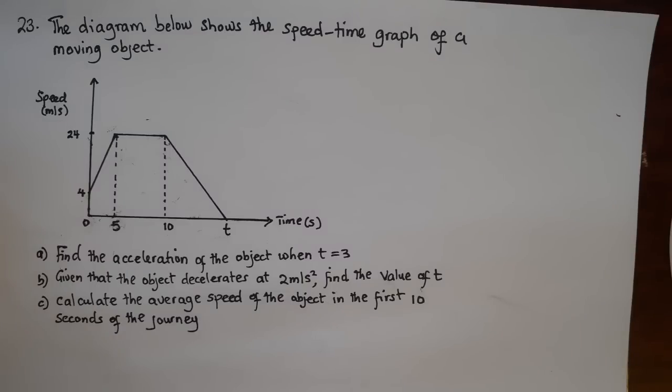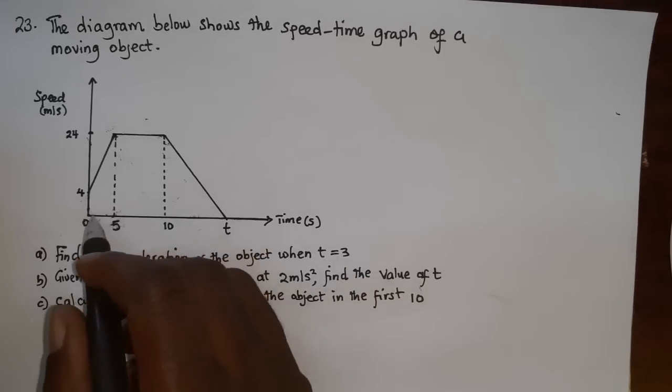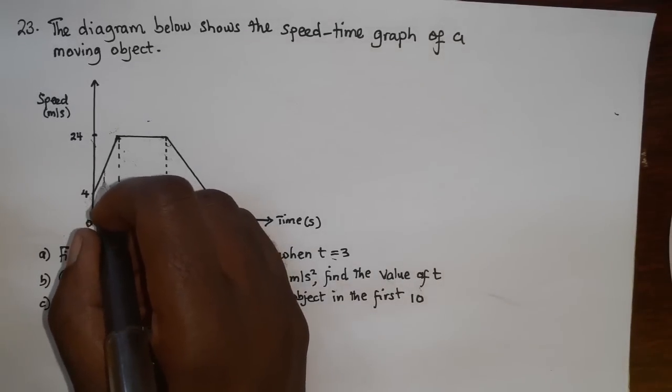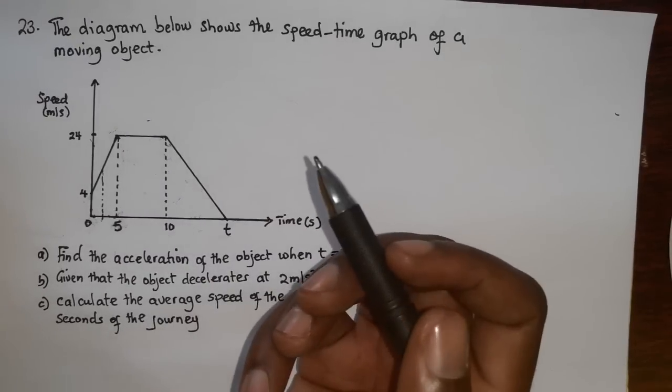Okay, so the last one: the diagram below shows a speed-time graph of a moving object. Find the acceleration of the object at t is equal to 3. Okay, so this t, this 3, you know that it's between what? It's actually somewhere here, isn't it? That's what we're talking about.